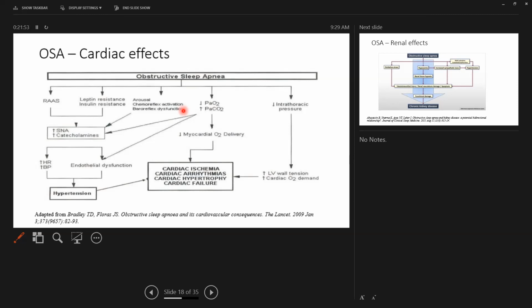Here there are cardiac changes. As you can see, it also leads to increased sympathetic activity and increased catecholamines, which lead to increased heart rate, increased BP, and endothelial dysfunction, all leading to hypertension. Again, the decreased oxygen, the hypercapnia and the hypoxia will disturb myocardial oxygen delivery, which will lead to other cardiac pathologies like ischemia and arrhythmia, not directly, but through many mechanisms. This is a very brief overview.